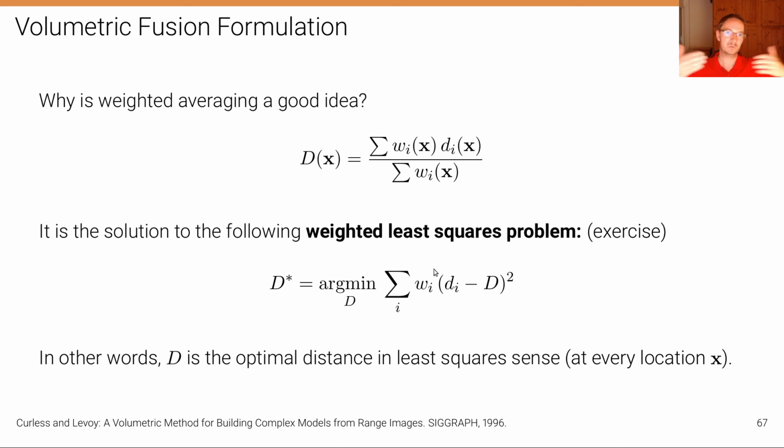We want to weigh each of these measurements relative to the weight that we give it, and we want to find a D that averages this out. Then the solution to this weighted least squares problem is exactly this equation here. In other words, D is the optimal distance in the least squares sense. This holds at every location X. I didn't include the dependency on X here for simplicity, but of course this holds in general.